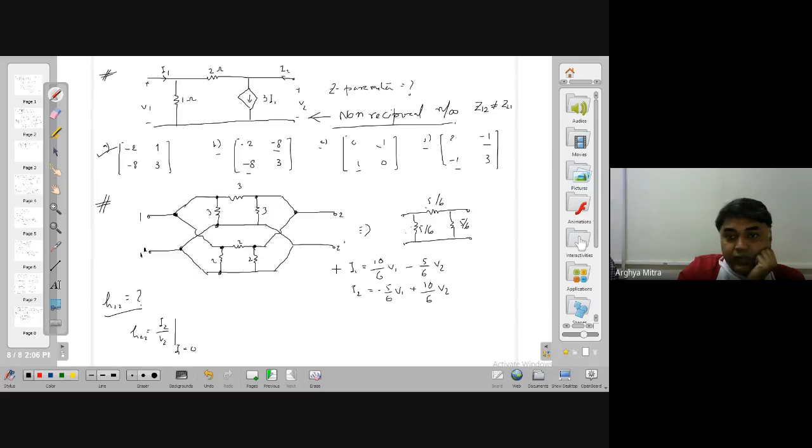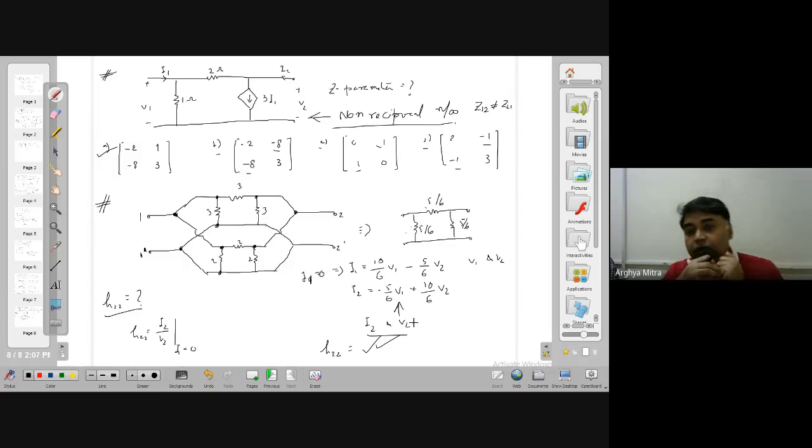So you can put I1 equal to 0 in this equation. Then you will get a relationship between V1 and V2. You can put the relationship here, V1 in terms of V2. Then you will get a relationship between I2 and V2. So from here you will get the value of H22. So the answer can be obtained.